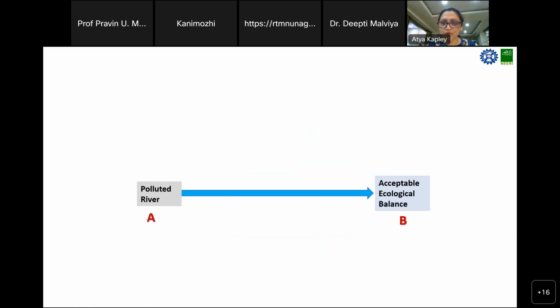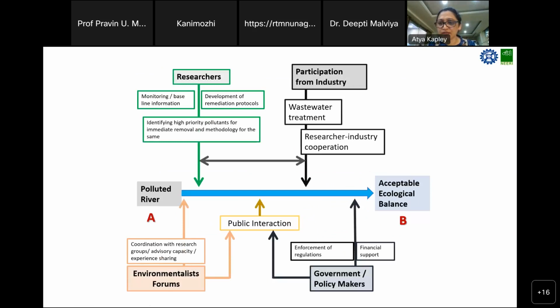And so if you have a polluted river and you want to bring it to the level of an ecological balance, it's not only the researchers. You need participation from industry.